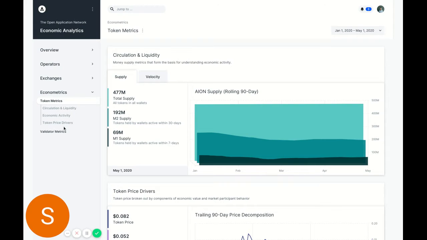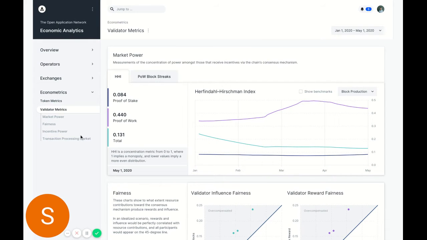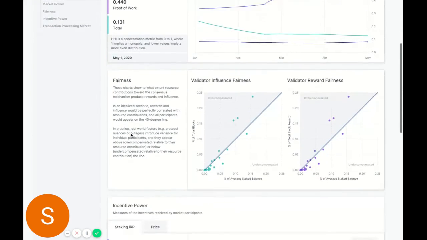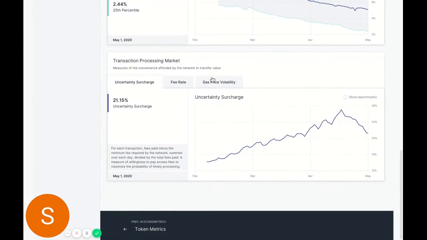We go over to a section on validator metrics and transactions, and we scroll to the bottom to the section called Transaction Processing Market. In this section of metrics, what we're interested in understanding is, for users who want to use a platform to transfer value from one to another, how expensive and how inconvenient or convenient is using a protocol to do these more basic value transfer activities.